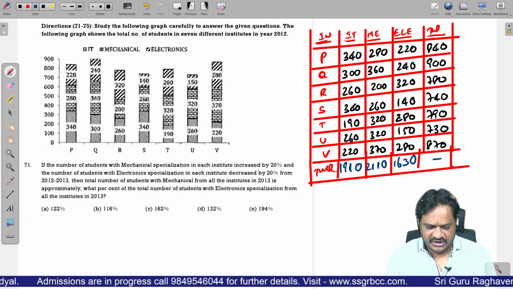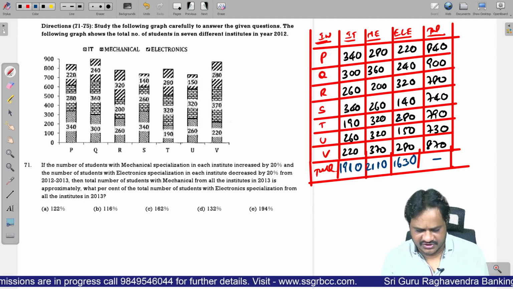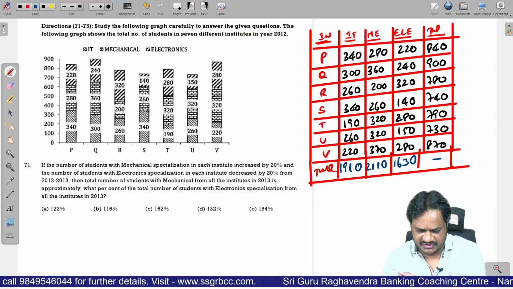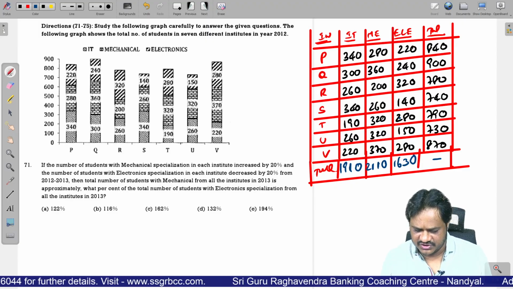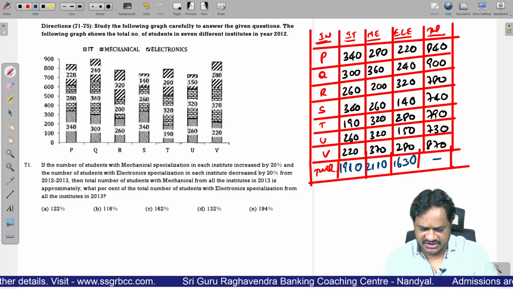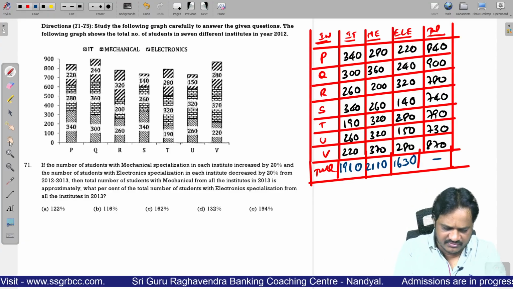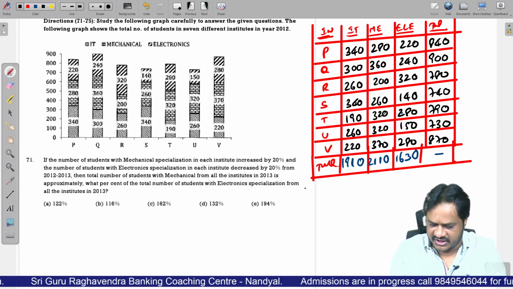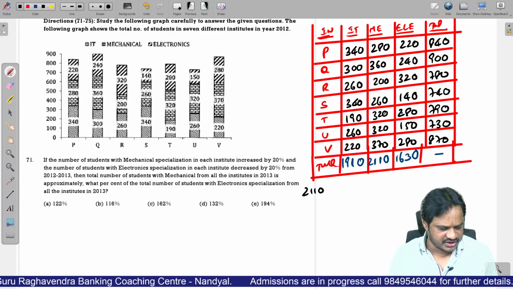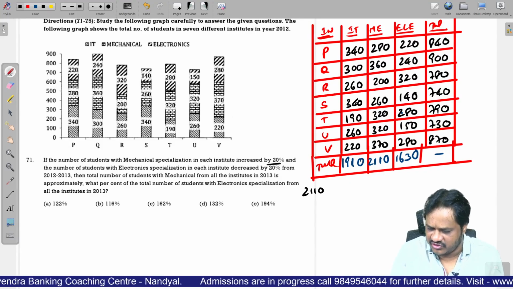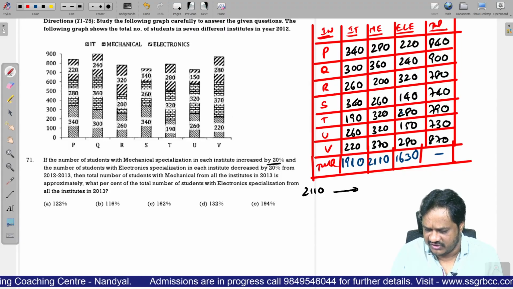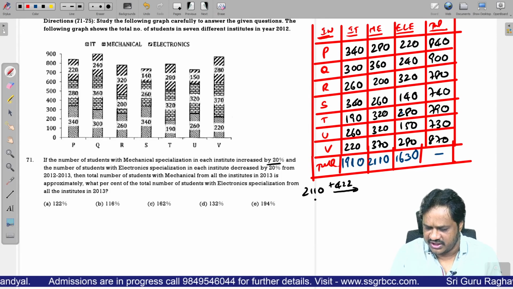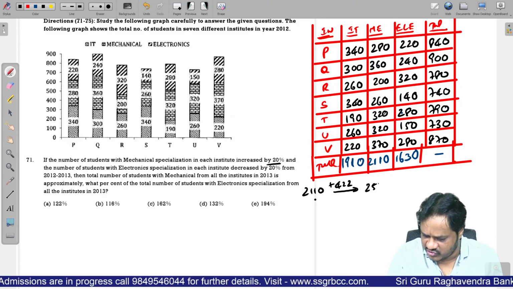First one. If the number of mechanical students in each institute is increased by 20% and number of electronics in each institute is decreased by 20%, then the total number of students with mechanical in 2013 is approximately increased by what when compared to 2013. Now, mechanical total is 2110. It is increased by 20%. So 10% is 211, 20% means 422 increase. So 2110 plus 422, that will give 2532.